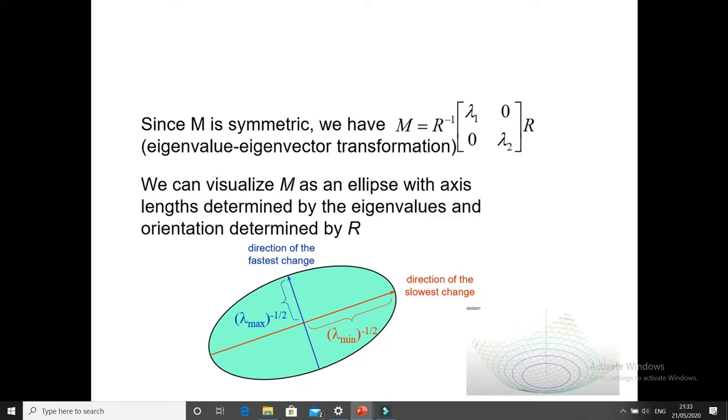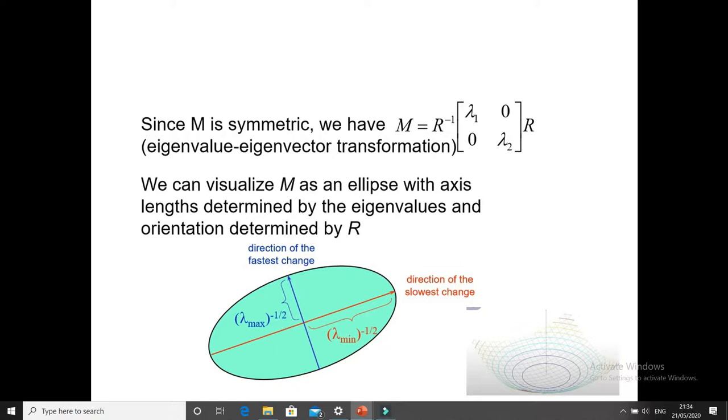Now we can take the ellipse and diagonalize it through rotation. Here M is symmetric, so we can decompose it into its eigenvalues and eigenvectors, where lambda 1 and lambda 2 represent the eigenvalues and R gives us the rotation matrix, or the eigenvectors.